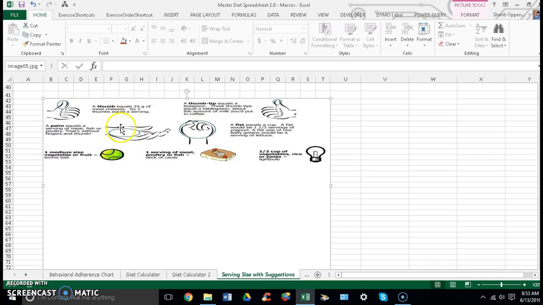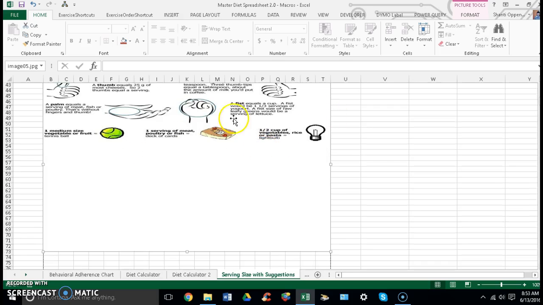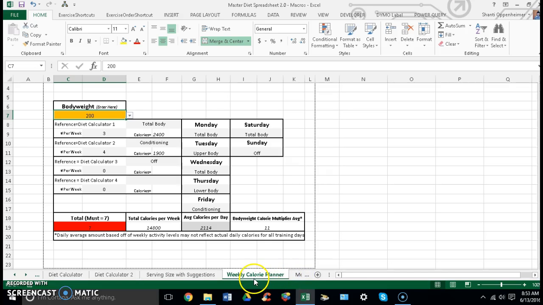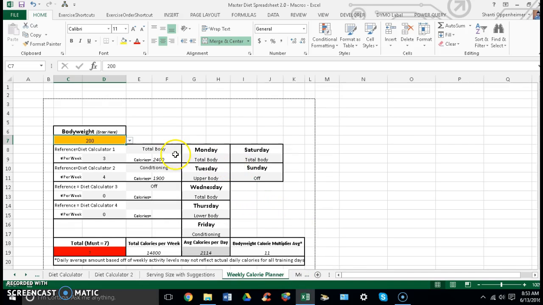A palm is about the size of a 3-ounce piece of protein. A thumb tip is about the size of a teaspoon, and a fist is about the size of a cup. This may be a little hard to read, but you get the general idea. The last tab that really matters for you is the weekly calorie planner tab.